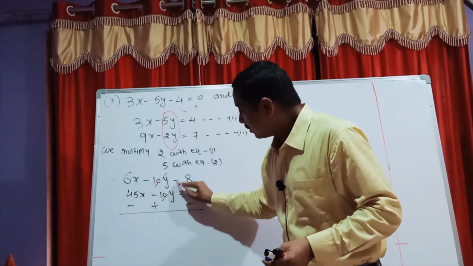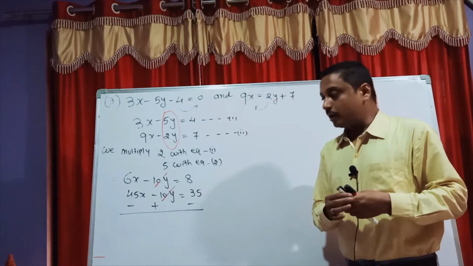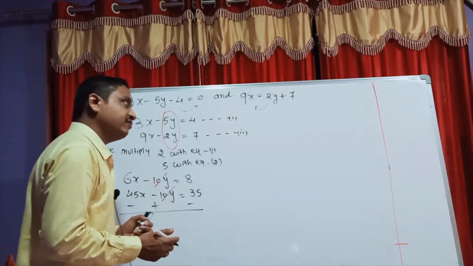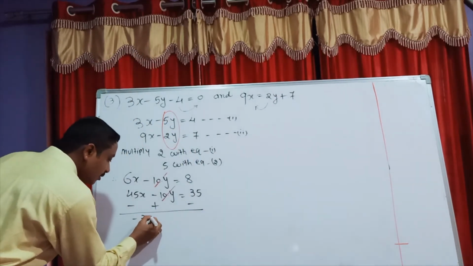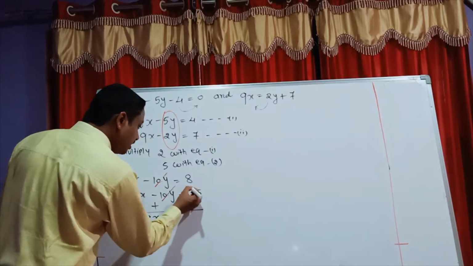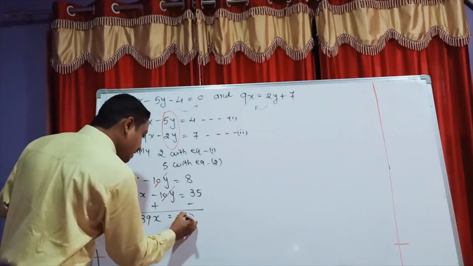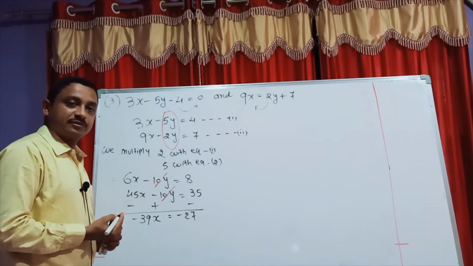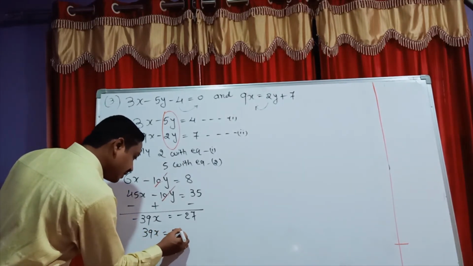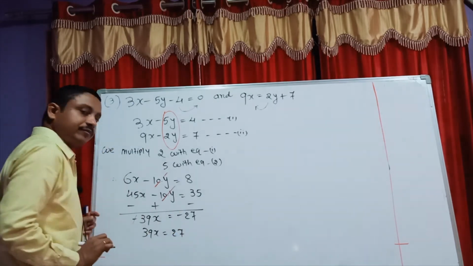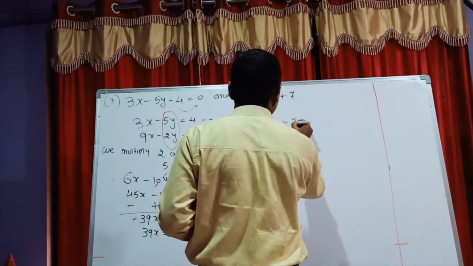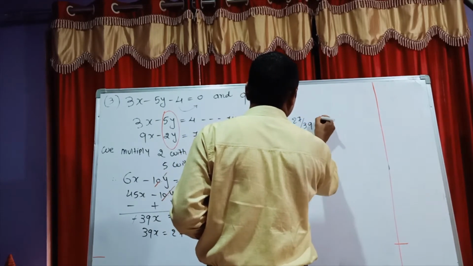Now students, this 10y and 10y cancel. And how much is 6 minus 45? Yes, it is minus 39. And on this side, 8 minus 35? Yes, it is minus 27. So minus 39x is equal to minus 27. This minus and this minus are gone. Only I have x is equal to 27 by 39.